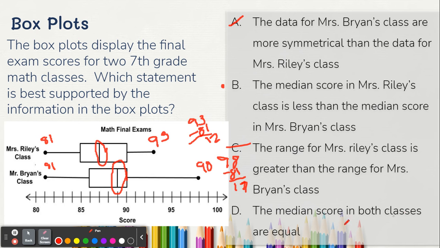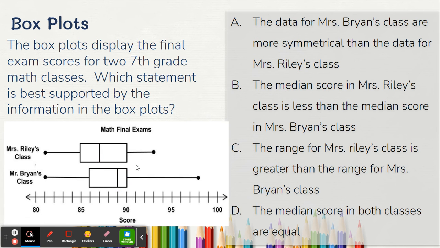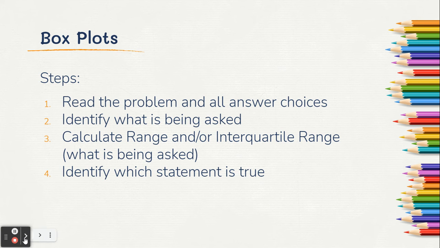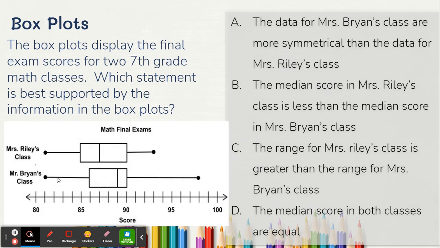The median score in both classes are equal. And that's not true because they're not right on top of each other. So it is B. The median score in Miss Riley's class is less than the median score in Mr. Bryan's class. Okay. And I think that's it. Yep, that's all we have. We'll do the rest of box plots tomorrow.